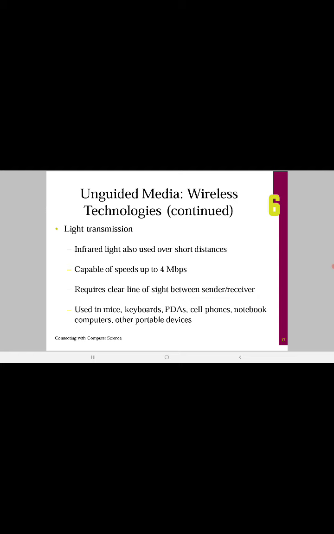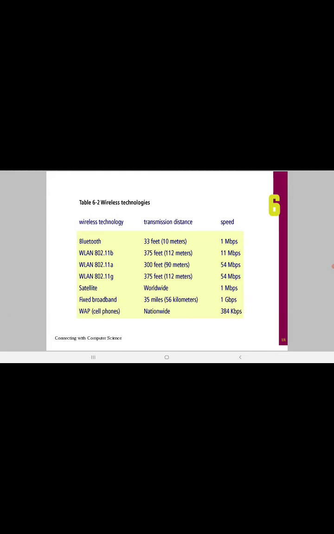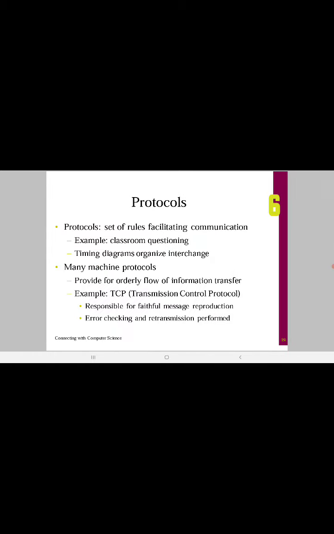Unguided media, wireless technologies, light transmission. Infrared light is also used over short distances, capable of speeds up to 4 Mbps, and requires a clear line of sight between sender and receiver. It is used in mice, keyboards, PDAs, cell phones, like that. So all these are wireless technologies like Bluetooth, WLAN, satellites, fixed broadcast, web technologies, like that. And protocols.